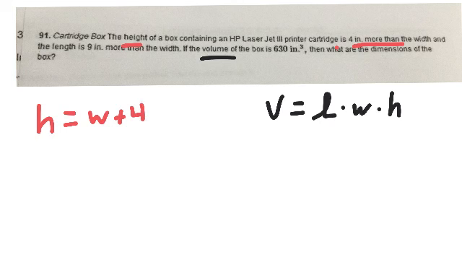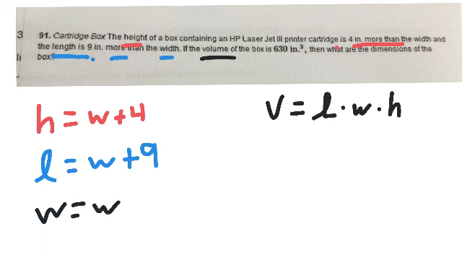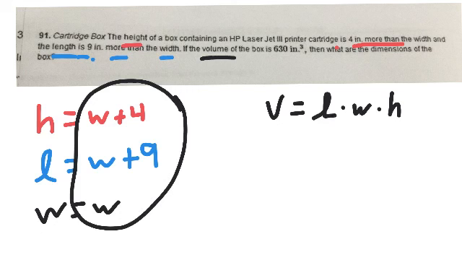That also tells me the length is 9 more than the width, so that would be W plus 9. And then we're just going to let the width be the width. So now if I plug all of these in, you can see I only have a single variable W to deal with, which allows me to use everything I know about a polynomial to help me solve this problem.